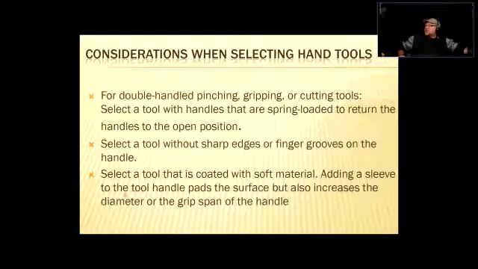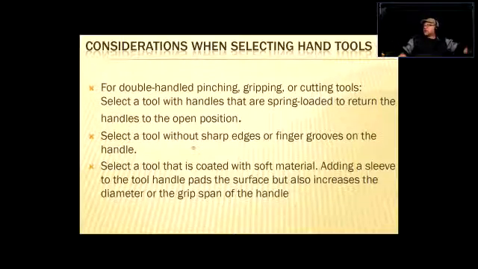Adding a sleeve to the tool handle pads the surface, but also increases the size. If you add sleeves, or sometimes there's tape that you can wrap around the handles, yes, it will add the cushion, but it will change the size of the tool. So you kind of help yourself in one way, but you're messing yourself up in another. These will be the three things to consider here.